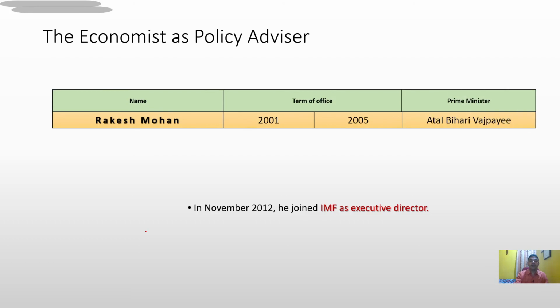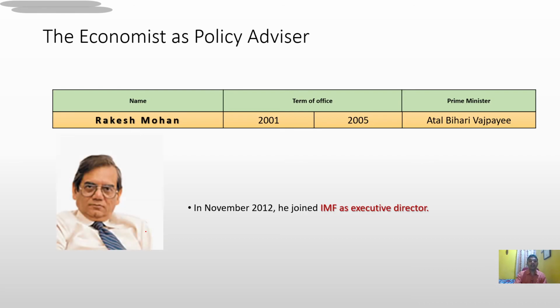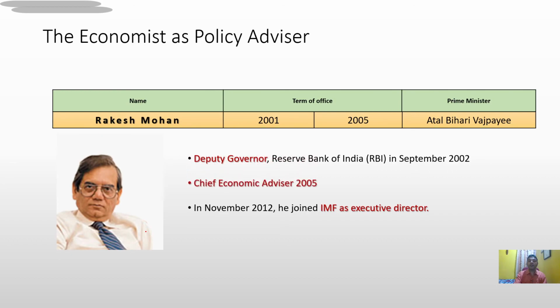Then comes one more person, Rakesh Mohan. He was the economic advisor during Atal Bihari Vajpayee's government. So he was the deputy governor of RBI. He was the chief economic advisor, as well as the executive director of the International Monetary Fund. So on what basis he became the deputy governor and on what basis he became the chief economic advisor, and the executive director at the IMF, the International Monetary Fund? Again because he is an economist.